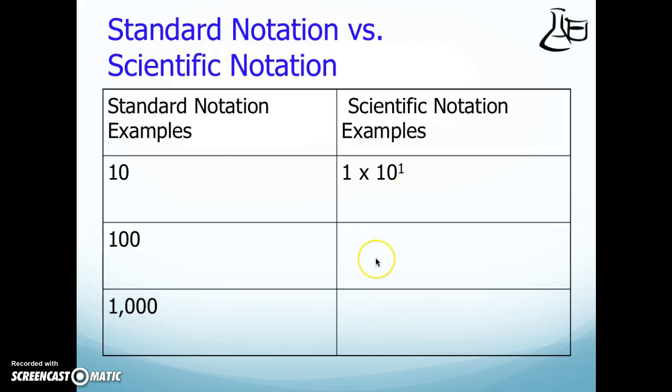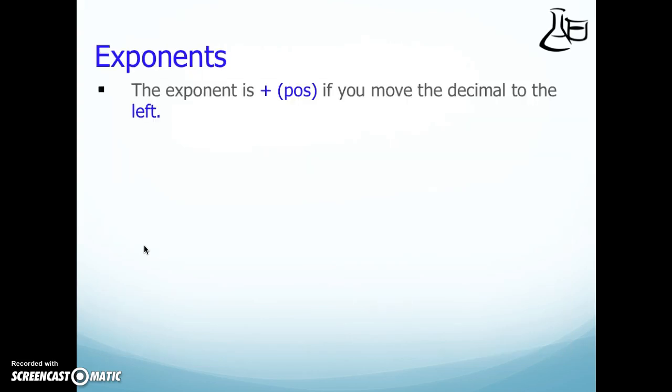The number 100 is also not a number between 1 and 9. So the decimal, which is right now at the end of the number, so you have 100 decimal, like an imaginary decimal, it's not there, would be making the number between 1 and 9. We would move the decimal 2 places to the left, so we end up with 1 times 10 to the second. Same thing with the number 1,000. Again, not a number between 1 and 9. Our decimal being at the end of the number, we're going to move our decimal 3 places to the left. We end up with 1 times 10 to the third. Pretty simple stuff so far.